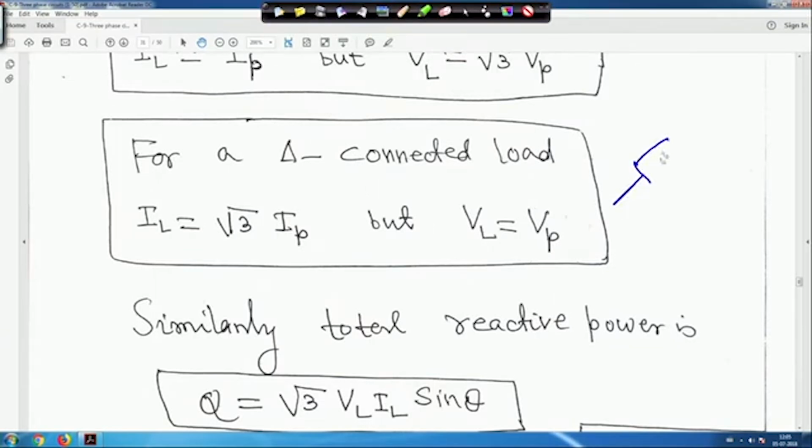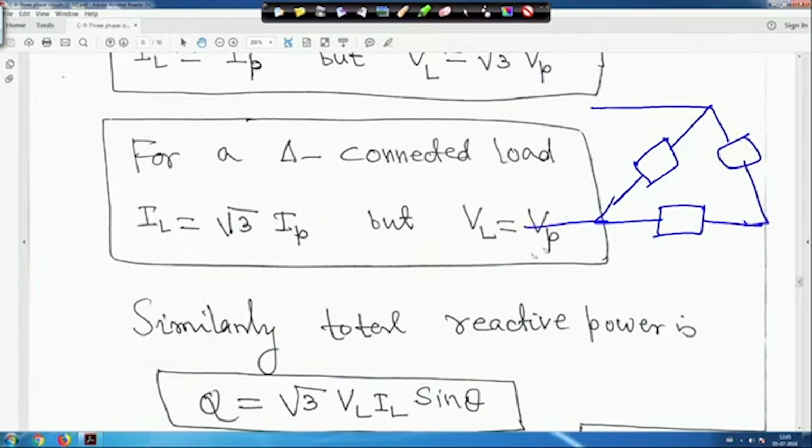So, this is my delta connected load, right, and this is phase A, phase B, phase C. Suppose this is A, this is B, this is C, right? No neutral end point is involved here. So this is balanced. So this is my line current, and magnitude wise, this is my phase current. So this is my Ip magnitude wise, right?